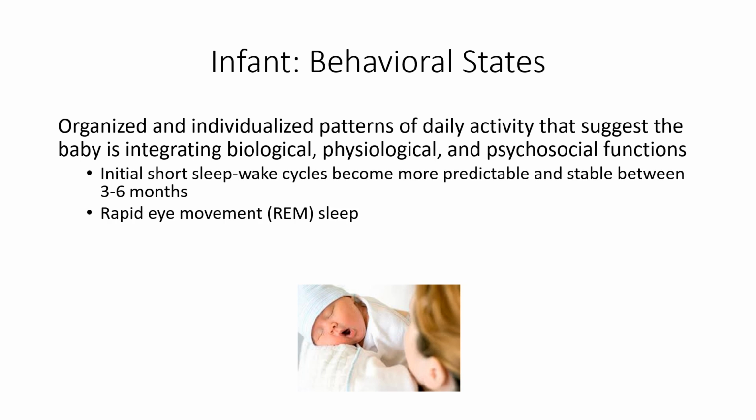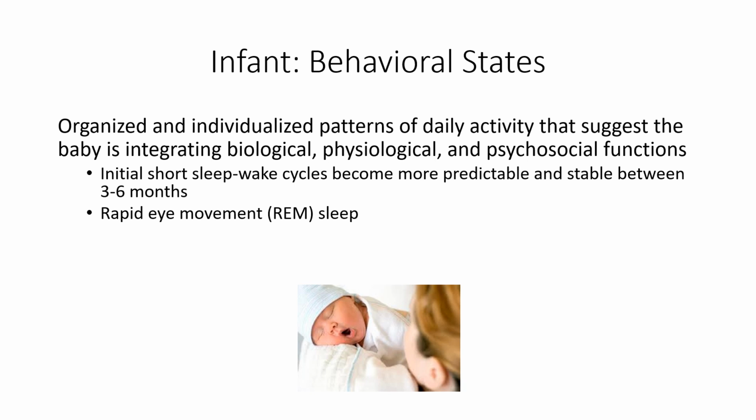It starts with initial sleep-wake cycles that become more predictable and stable between 3 and 6 months. The initial short sleep-wake cycles are usually 4 hours of sleep to an hour awake, 4 hours of sleep, an hour awake, 4 hours of sleep, an hour awake, until they start sleeping through the night at about 3 to 6 months old.